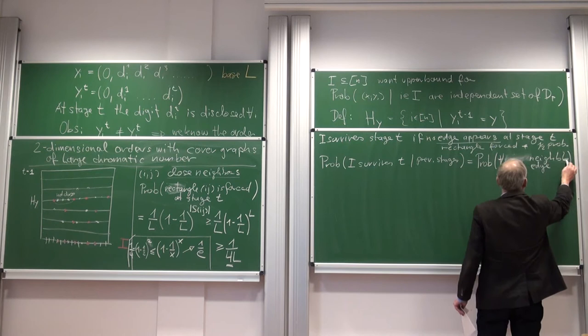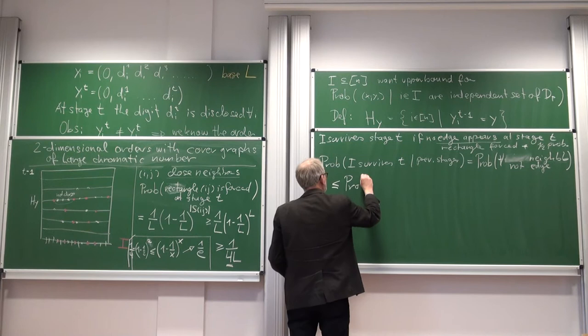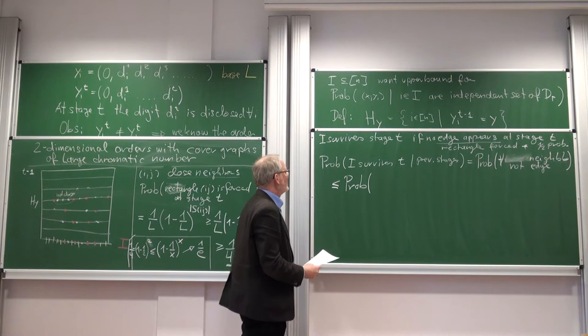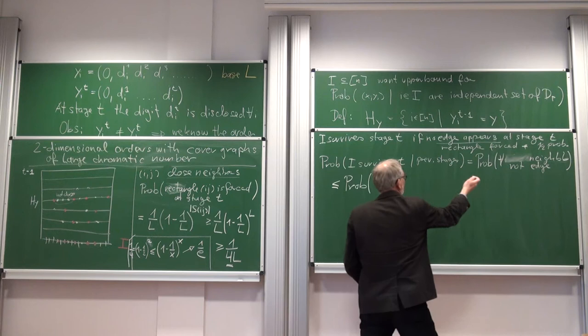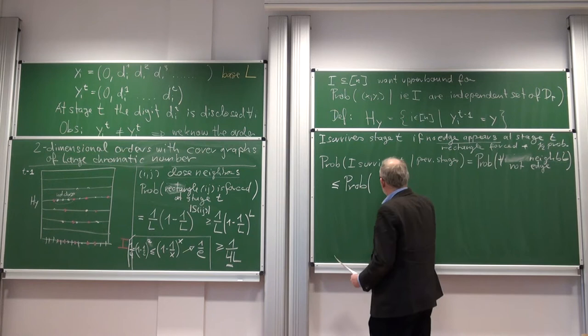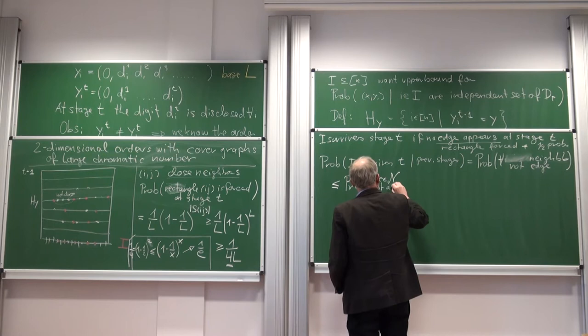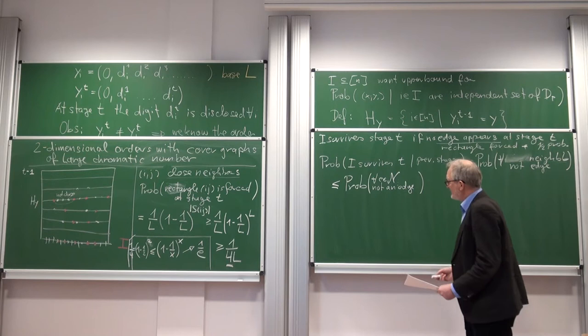Now we restrict the focus to a subset of these candidates. The probability that all these are not edges is smaller than the probability that a subset of candidates is not an edge. So we say that for all pairs in N, it's not an edge. I'm going to talk about this N in a second.